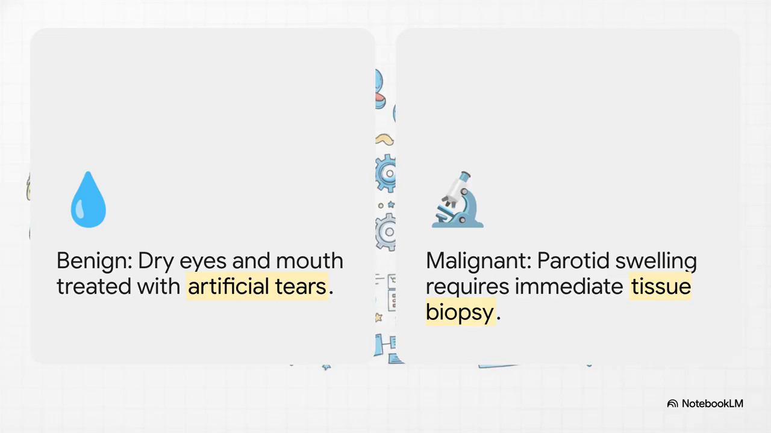So you have to completely master this clinical split. On one side, you have your standard benign presentation: dry eyes, dry mouth, managed with artificial tears, lots of hydration, maybe some muscarinic agonists like pilocarpine. But on the other side, if you see new unilateral parotid swelling, localized lymphadenopathy, or B symptoms like night sweats, well, that changes the game entirely. That presentation forces the immediate choice of a tissue biopsy. You have to rule out malignant transformation right then and there.